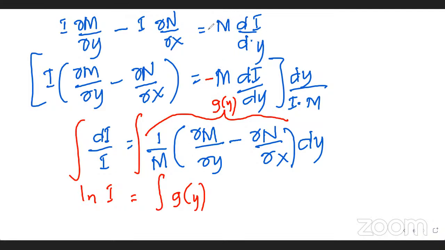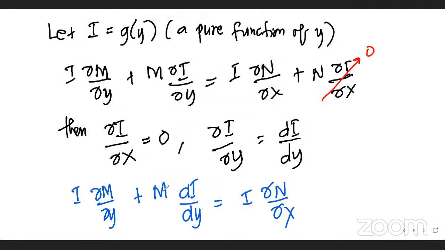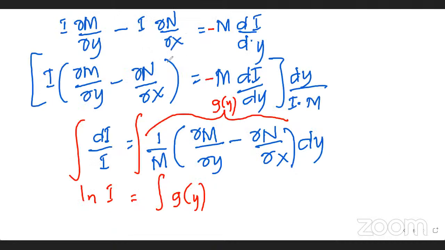And transposing, di ba, transpose itong term na to sa kabilang side, magbabago yung sign, di ba? So, magiging negative siya. Ito negative na rin. So, yeah, divide natin by negative din dito. So, we have now negative here. Okay, so ln of I equals negative integral of g of y times dy, function of y.